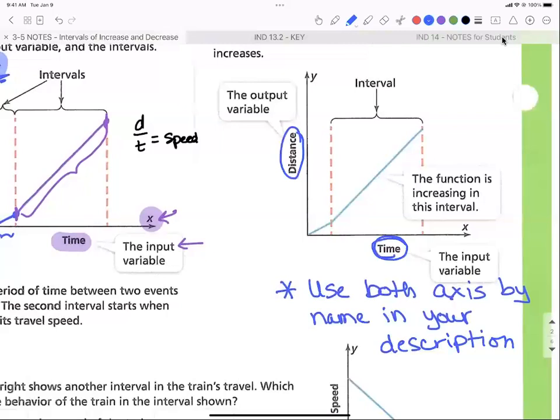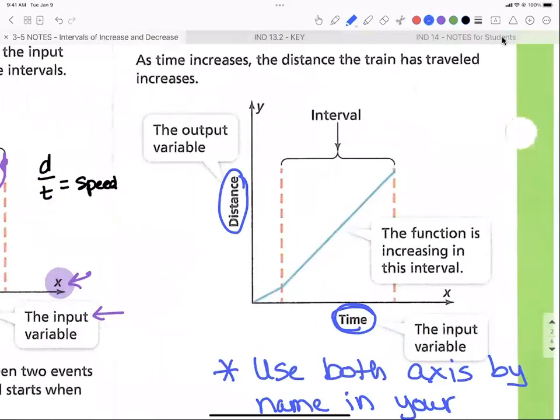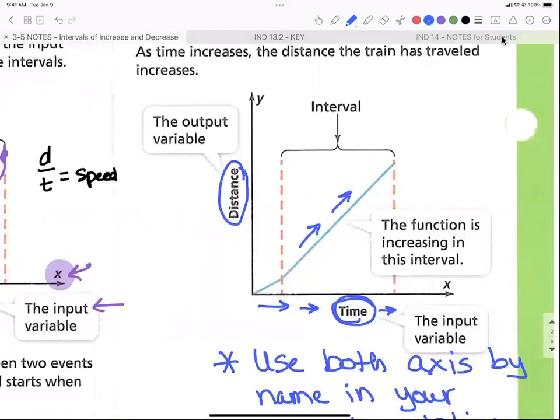So when you're describing a relationship, make sure you're describing both axes by name. In this case, if I describe what's happening in this second interval, time always, can you go backwards in time? Okay, time's always going to increase, right? So as time increases, distance increases. Actually, I don't want my arrows doing that. I'm talking about distance, which is the y-axis going up and down.